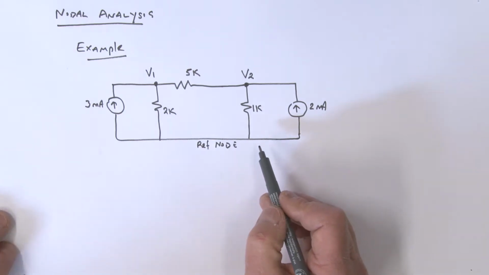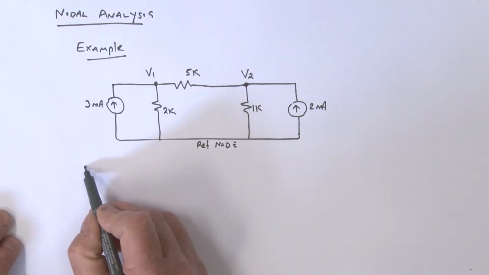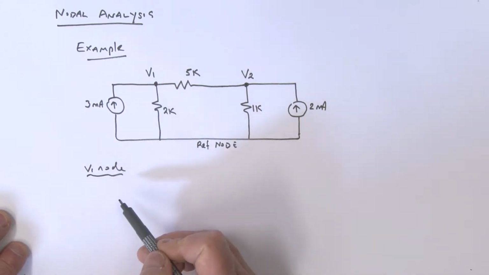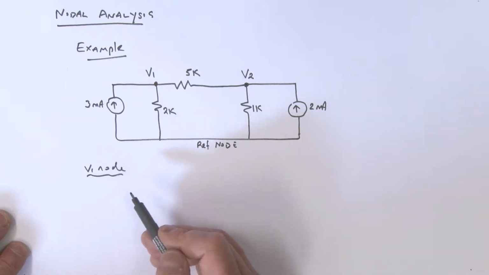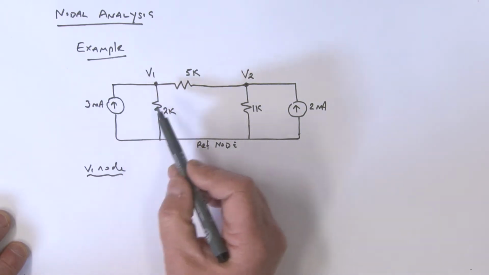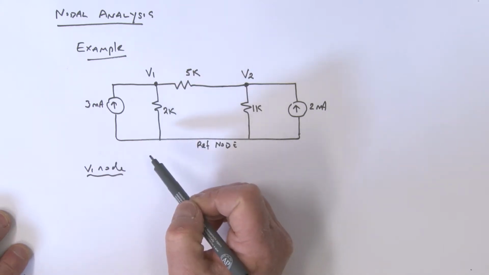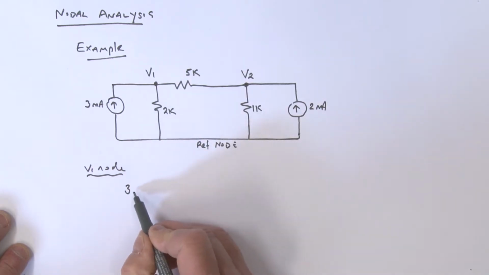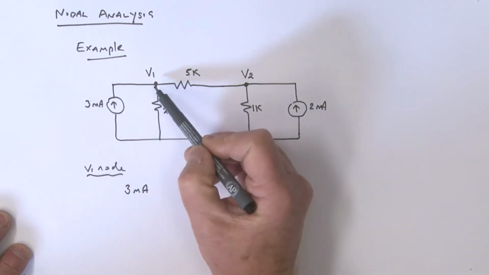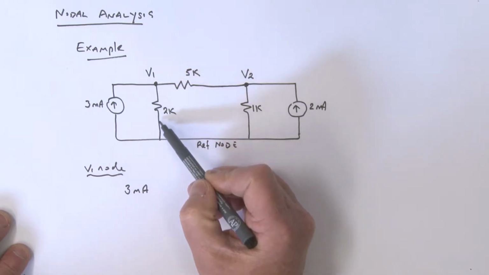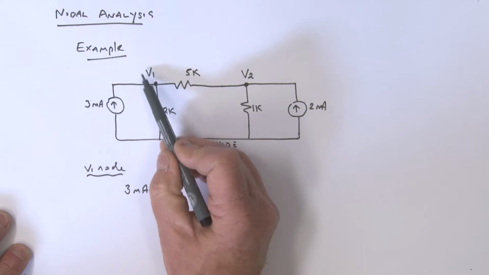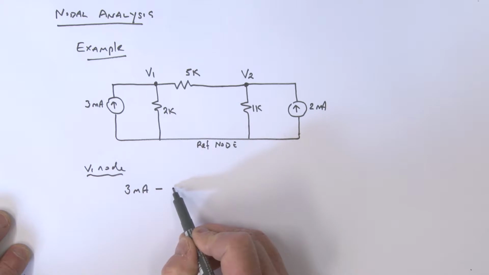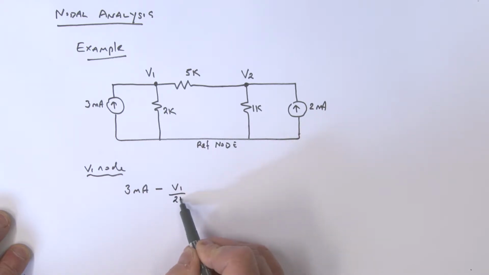Let's look at this first node, the V1 node. We're going to sum the currents coming into or out of that particular node. Remember, if currents come in, I'm going to call them positive. If the currents come out, I'm going to call them negative. So what do we have? We have 3 milliamps coming in. Let's write that down. 3 milliamps coming in. I've got a current going in this direction defined as V1 divided by 2K. It's a minus because we're defining it going this way.